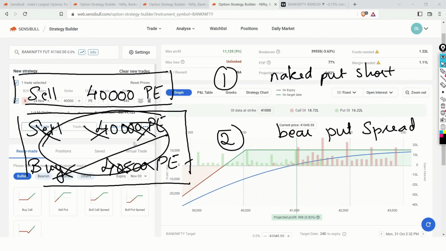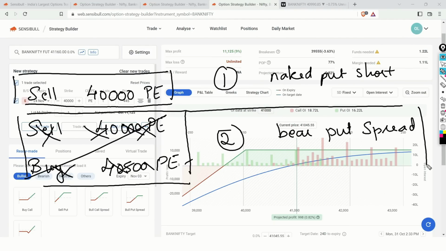Our focus should only be to adjust this simple 40,000 put sell leg. Once we adjust that, it is going to solve all of our problems, right? Now we will also try to understand how exactly we can adjust the trade. Whenever we adjust, we are not going to touch the put spread.